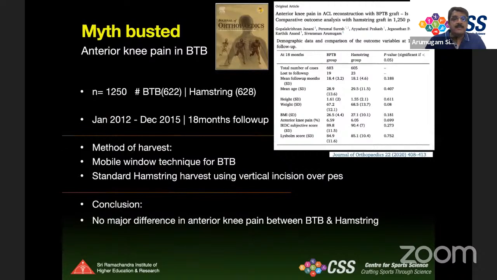Another big myth is that anterior knee pain occurs only with the BTB. We published this in the Journal of Orthopedics last year, 2020, and presented this in ISAKOS in 2019: about 1,200 patients, 600 each. The BTB harvest is the version 2 mobile window technique, and hamstring is the same traditional method, and there is no major difference in anterior knee pain. Both the hamstring and the BTB had a similar rate of anterior knee pain as in the other literature.